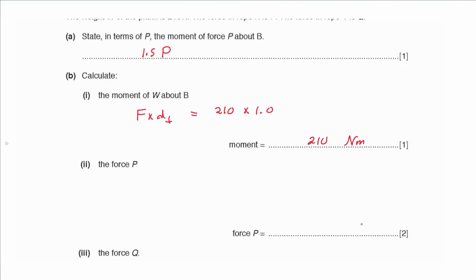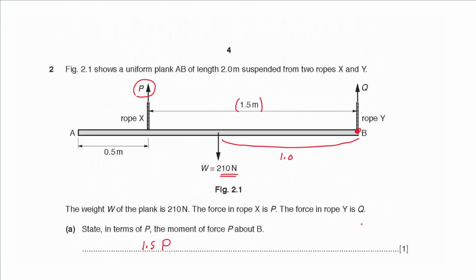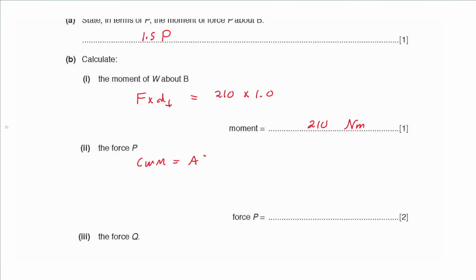Part (c)(i) requires the force P, and (c)(ii) requires force Q. Since we have two unknowns, and Q is acting at point B, we can take moments at B to cancel the effect of Q as a moment, because there is no perpendicular distance from rope Y to B. Then we can say that P creates a clockwise moment and the weight creates an anti-clockwise moment. Since this is in equilibrium or at rest, the clockwise moments are equal to the anti-clockwise moments about point B. The clockwise moment is equal to 1.5 times P. The anti-clockwise moment was 210. We can divide by 1.5 on the right side to get the value of P. This gives an answer of 140 newtons.